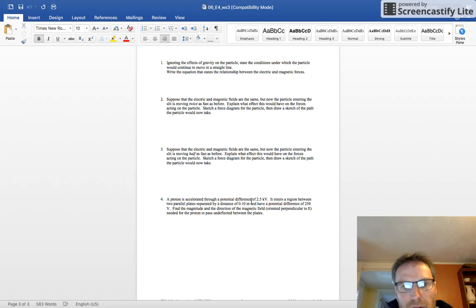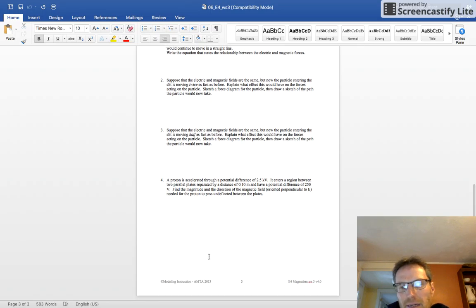the initial sentence, the proton's accelerating through a potential difference of 2.5 kilovolts. Okay, understandable. I do not understand here also that, okay, it enters a region between two parallel plates that has a potential difference of 250 volts. So I don't understand the two potential differences, exactly what that means. So I couldn't figure out exactly how a diagram would look in order to solve this problem.